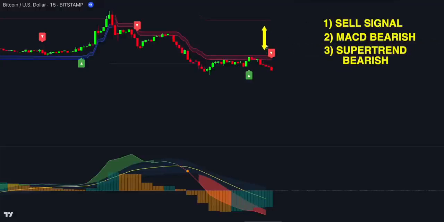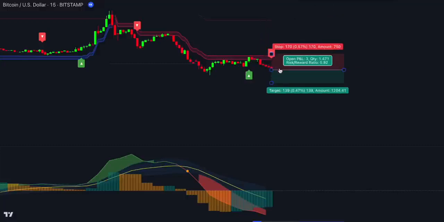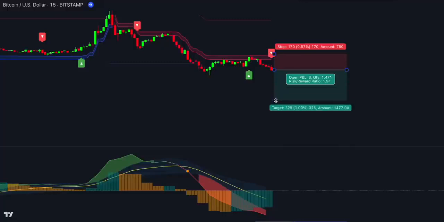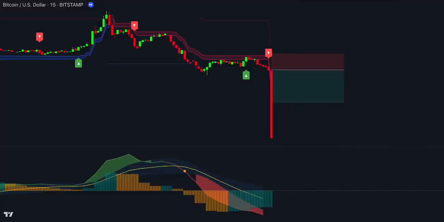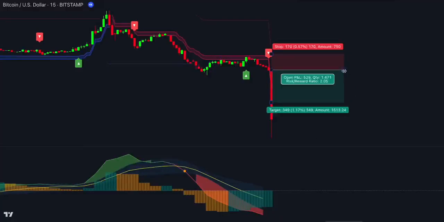Both super trends must be red. Never take a trade if one of the super trends is blue at the time of the signal. Be sure to follow the strategy's rules at all times. Place the stop loss above the fast super trend and target 2 times the risk.